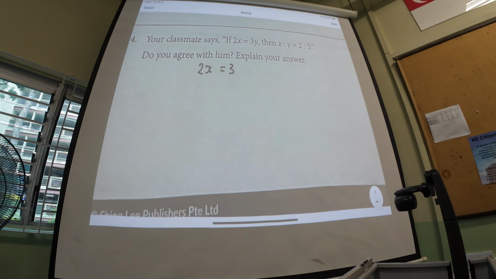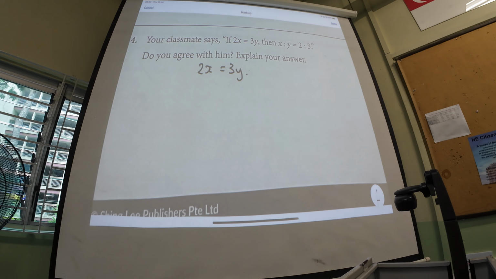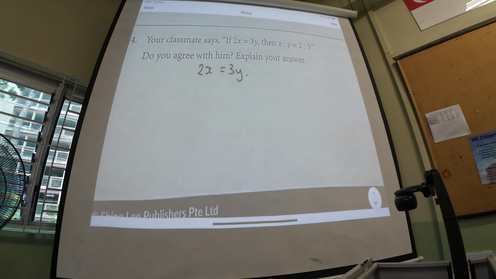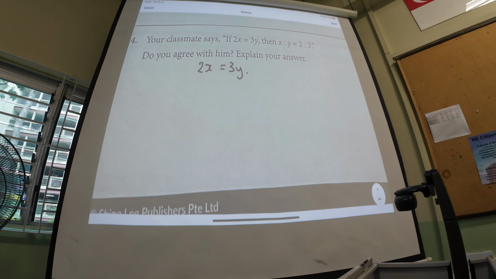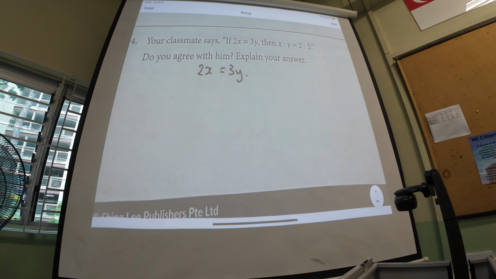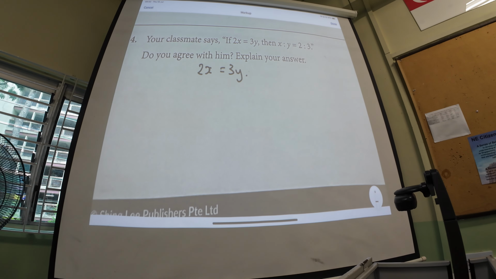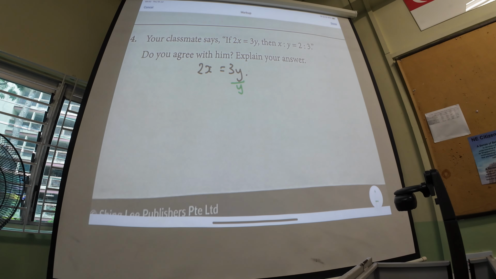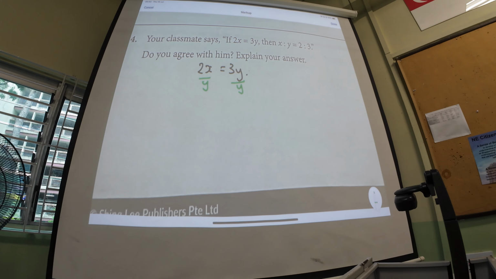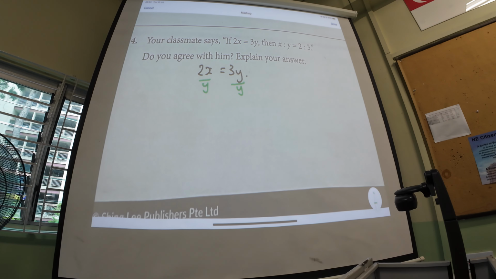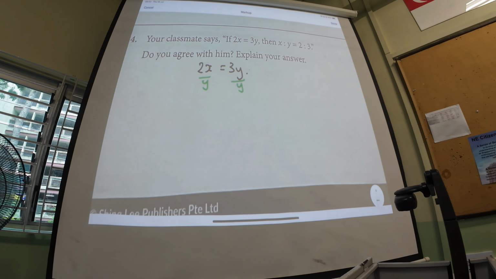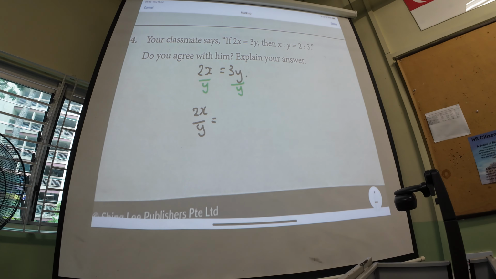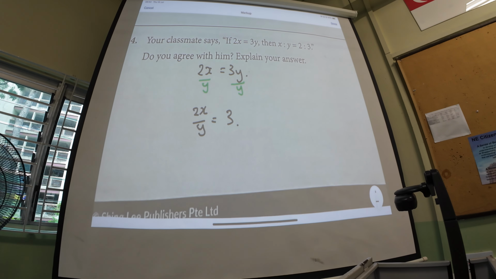2x is the same as 3y. Left and right of the equal sign are the same. So if 2x is 3y, if I divide the right side by y and I divide the left side by y at the same time, they will still be the same, correct? I divide both sides, I do the same thing, so they should still be the same. Okay? Then it will become 2x over y equals 3.